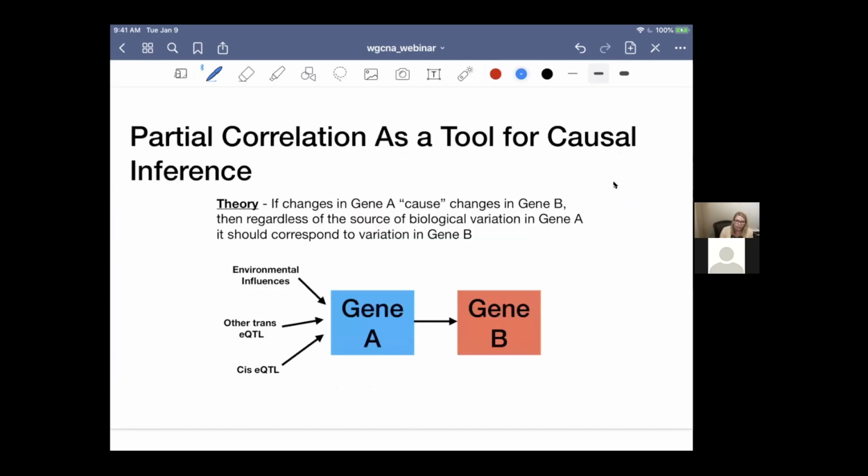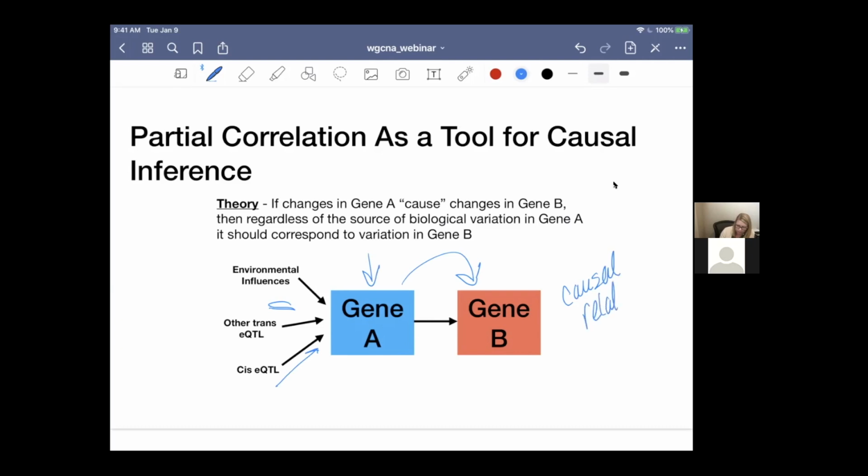For this analysis, we're relying on the idea of partial correlation as a tool for causal inference. The theory is that if changes in gene A cause changes in gene B, then regardless of the source of the biological variation in A, it should correspond to variation in gene B. Whether it comes from a cis-QTL or a trans-QTL, however I change gene A, this should result in a change in gene B, if this truly is a causal relationship.